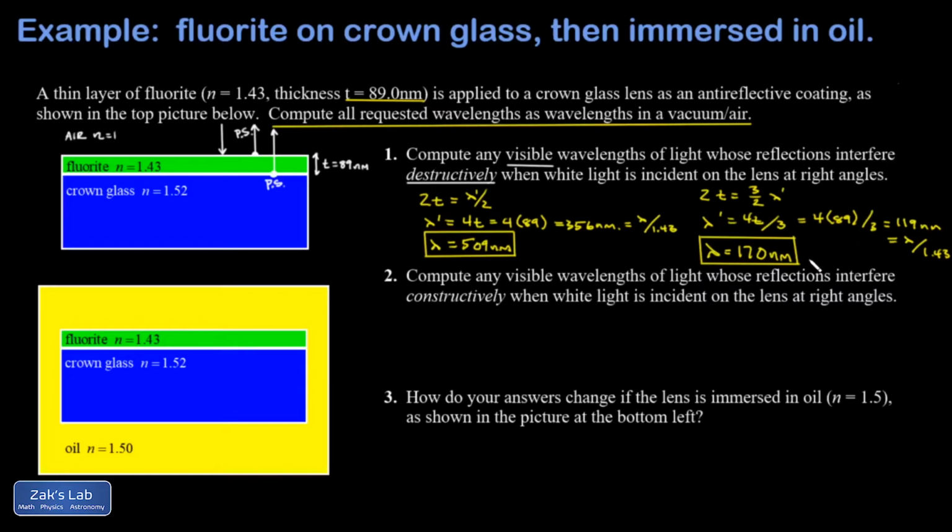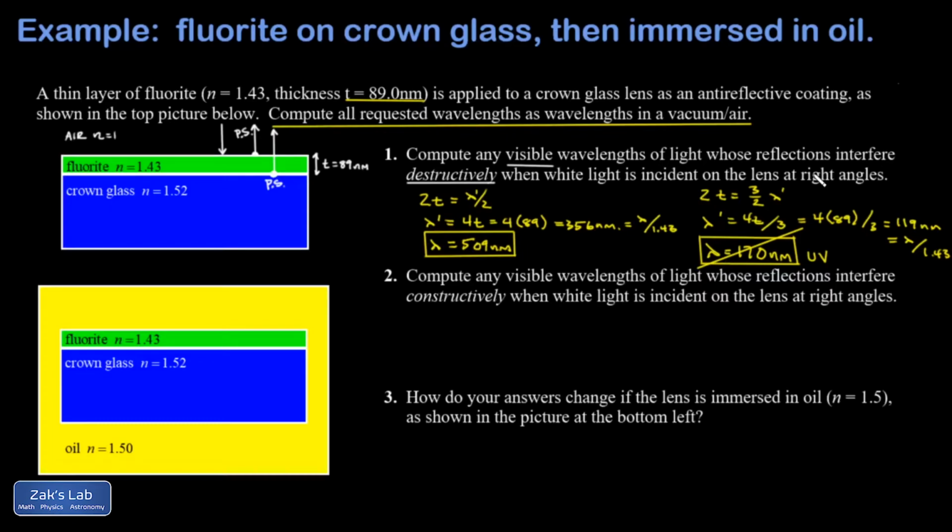Now that's a wavelength shorter than the shortest visible wavelength of about 400 nanometers. So this is actually ultraviolet light, and it's not really what's been requested here because we only want the visible wavelengths. And if I continued to look for higher order destructive interferences, those wavelengths are increasingly shorter because I'm fitting more wiggles on that 2T travel distance. So I'm guaranteed that there are no more visible wavelengths of light that are going to interfere destructively through this thin film.